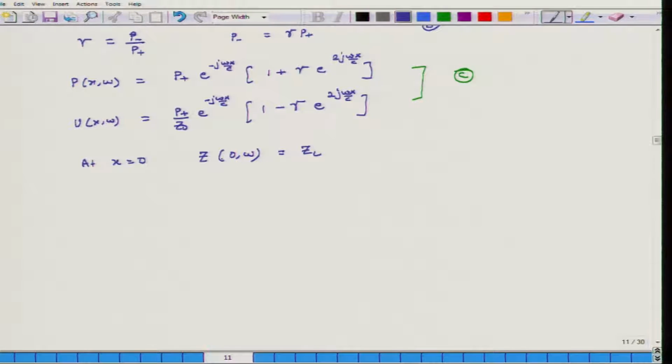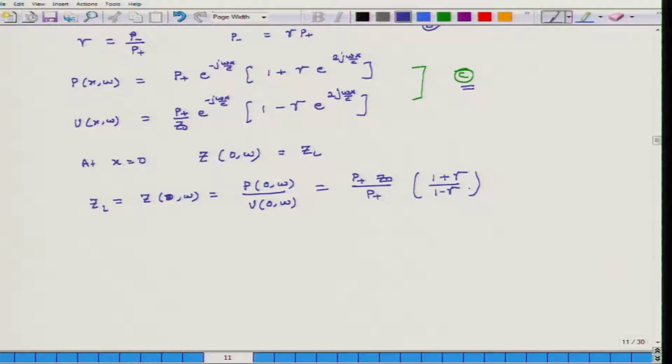So, at x is equal to 0, the impedance is ZL. So, we can write ZL equals Z at x is equal to 0, omega, and this is equal to P at 0, omega divided by U at 0, omega. And what is the value of P and U at 0? I can compute by equation C. So, this is P plus, and I am putting x is equal to 0 in this case. So, e to the power of minus j omega x over c becomes 1. So, I am left with Z naught divided by P plus times 1 plus gamma divided by 1 minus gamma. Okay. So, from this, this is equal to ZL.